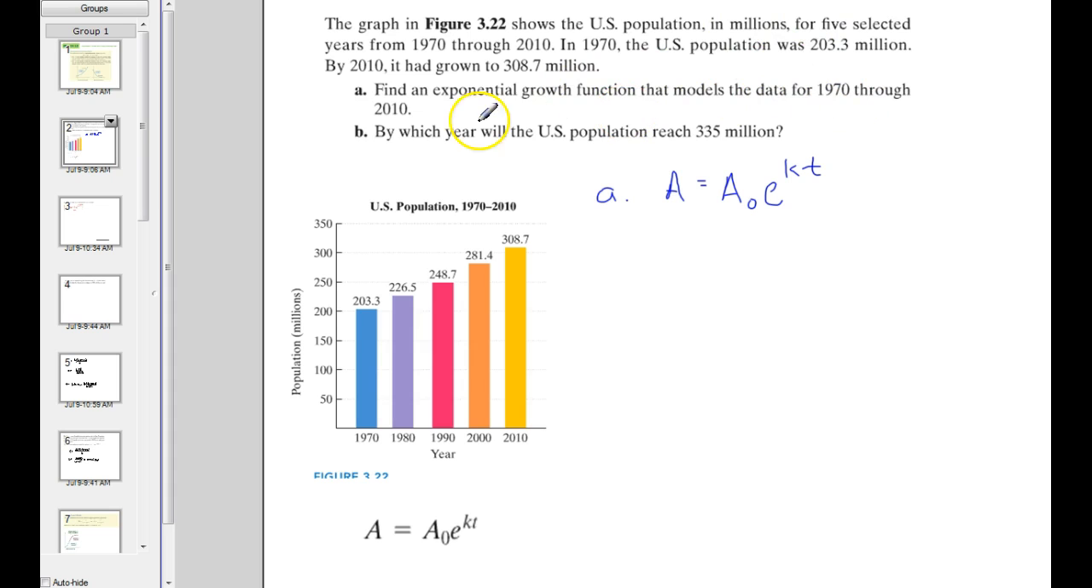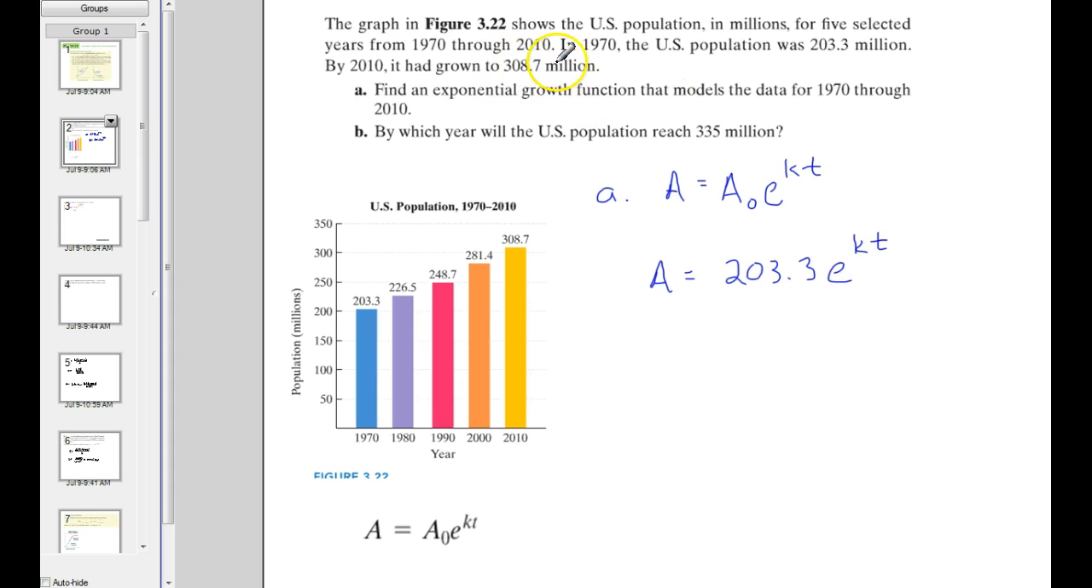So what we're going to do here, it says find an exponential growth model that models data for 1970 through 2010. So 1970 is what we're starting from. That's the initial value, so that's A naught. So this 203.3 is going to be our A naught. So it's going to look like A equals 203.3 times e to the kt. Now our job is to find k.